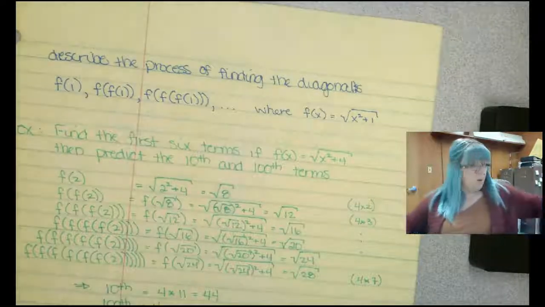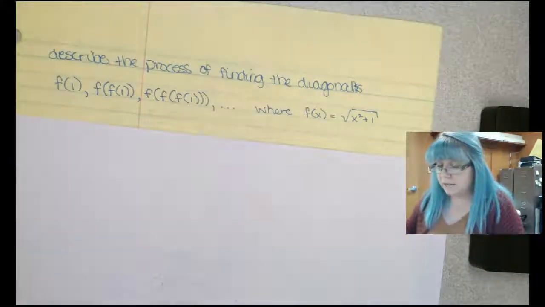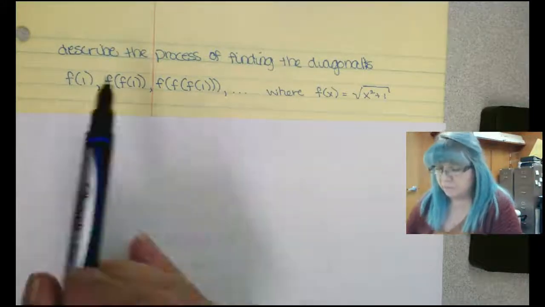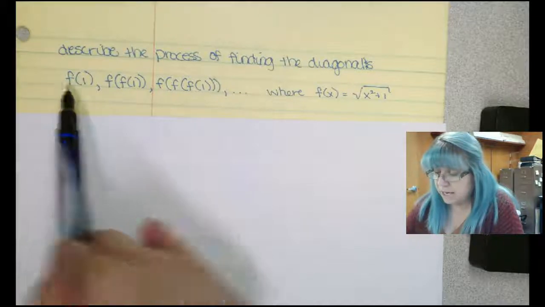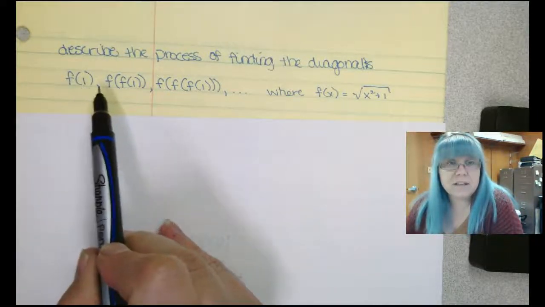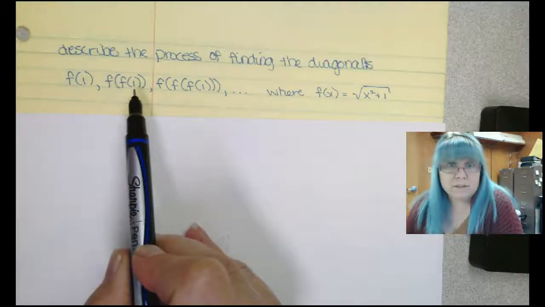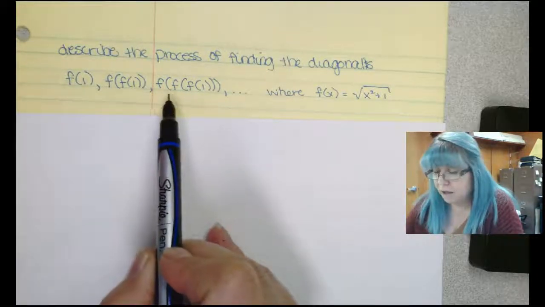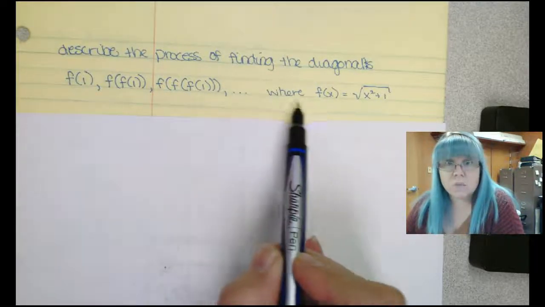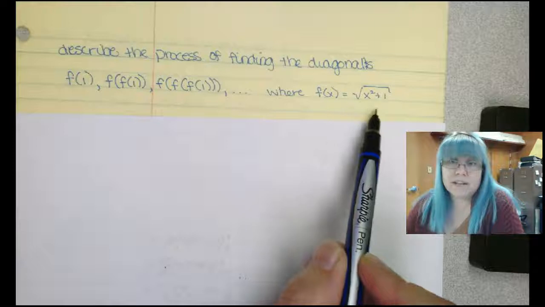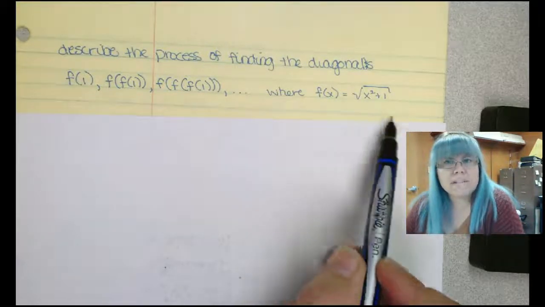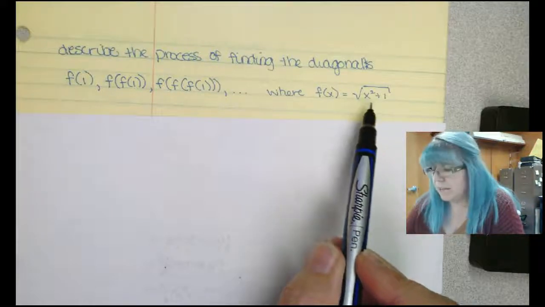Okay. So if we have the process of finding the diagonals, we can find it for any diagonal. The first diagonal is f of 1. The second diagonal is f of f of 1. The third diagonal is f of f of f of 1, and it continues, where f of x is the square root of x squared plus 1. Now your function might not always be the square root of x squared plus 1.